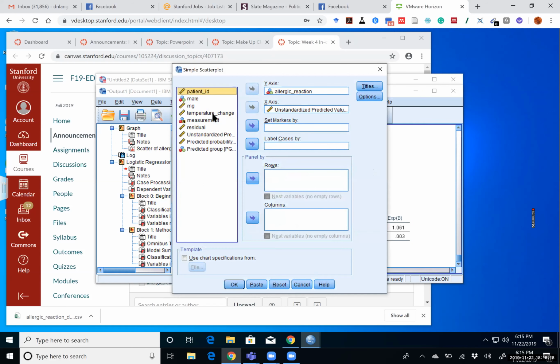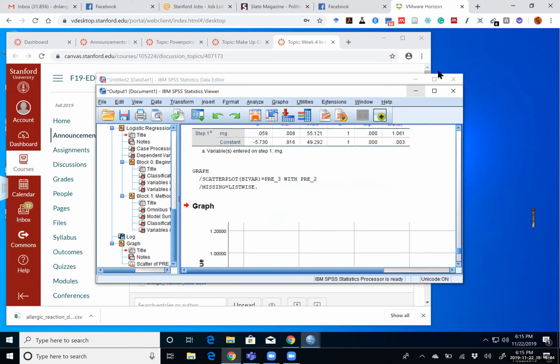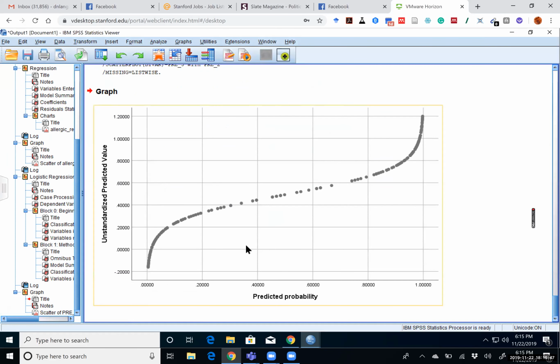And what I'm going to do is plot, on the x-axis, we're going to have our unstandardized predicted values. Actually, no, on our y-axis, we're going to have our unstandardized predicted values. And on our x-axis, we're going to have our logistic regression predicted probabilities. And what you can see is that they are actually pretty tightly correlated.